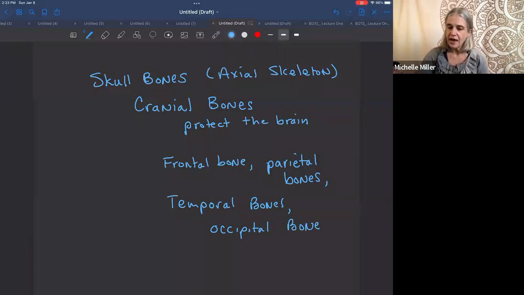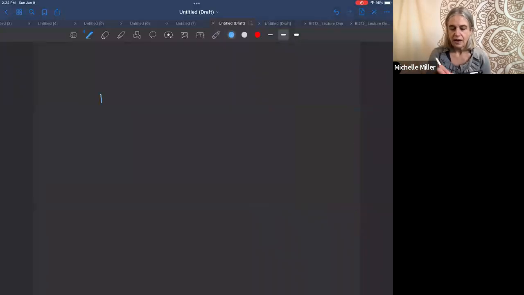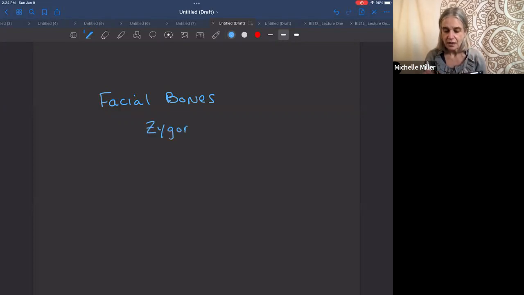So let's look at the facial bones. Let's see. So we have facial bones. And again, you're not going to need to know all of these facial bones. But one facial bone that is important is the zygomatic bone. I mentioned that as making up part of your eye socket. This is your cheekbone.